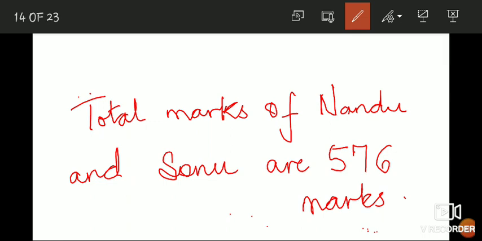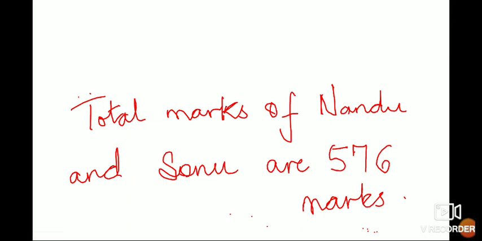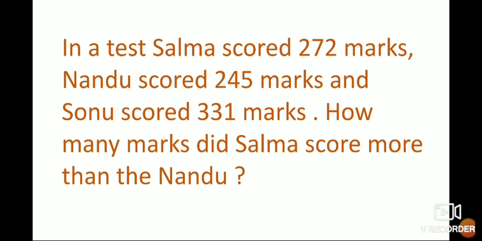Okay, so you have done one addition problem already. Now let's try to make a problem in subtraction. In a test, Salma scored 272 marks, Nandu scored 245 marks and Sonu scored 331 marks. How many marks did Salma score more than Nandu? Here also, information of three people is given, but you have to use information of only two people.